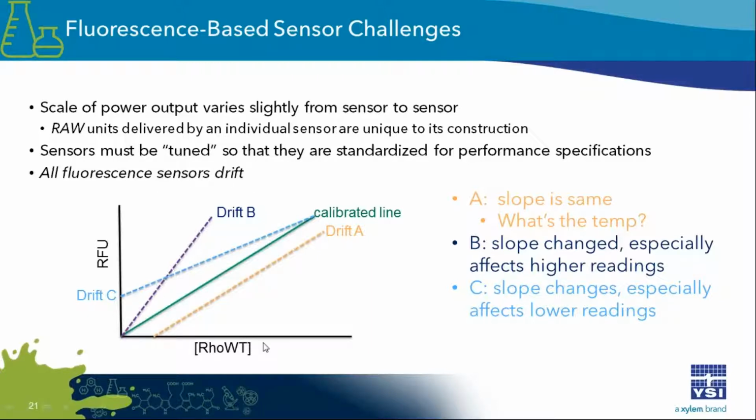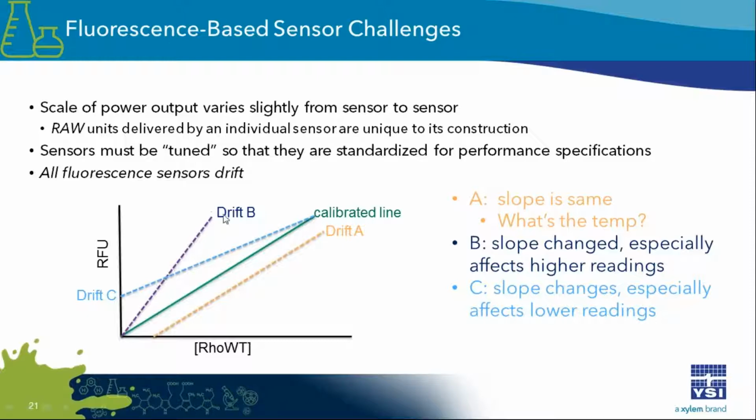Now, if we look, for example, at concentrations of Rhodamine WT, and that is a dye that is fluorescent, and relative fluorescent units. Let's say we calibrated a sensor using Rhodamine WT. There really are a few types of drift for you to be aware of. One is drift A, where the slope is the same as it was for the calibrated, but obviously this line has shifted down. It could shift up as well. Sometimes that occurs if there's a drastic temperature change or something else has affected that sensor.